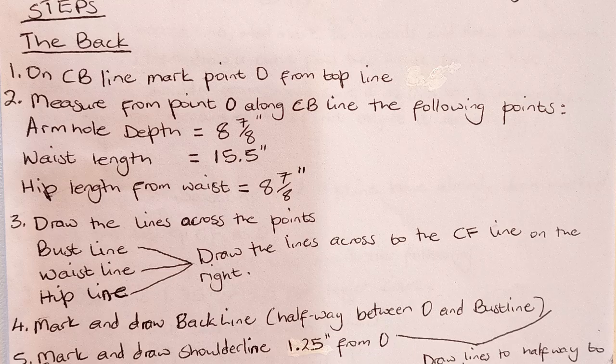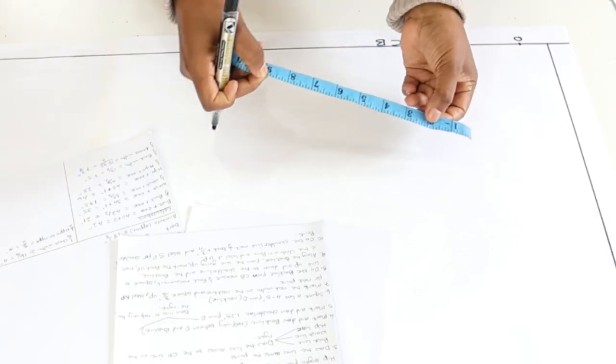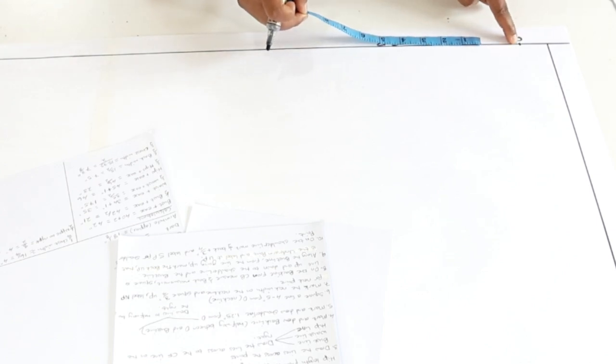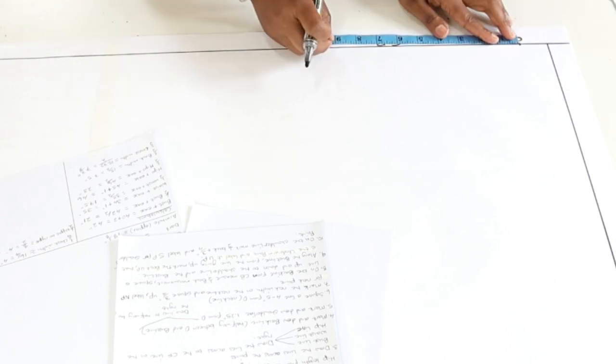And after that, we are going to measure from point 0, going to measure the following points. We are going to measure the armhole depth, which in my case is 8 and 7/8 of an inch. That is right here. So we are going to measure down 8 and 7/8 of an inch like so. We are starting the measurements now from point 0.